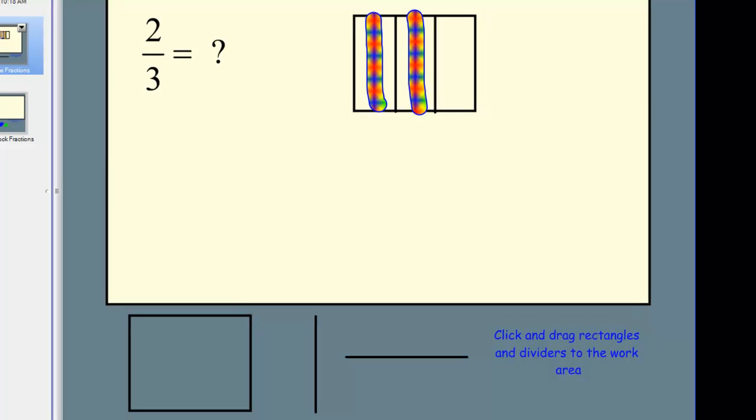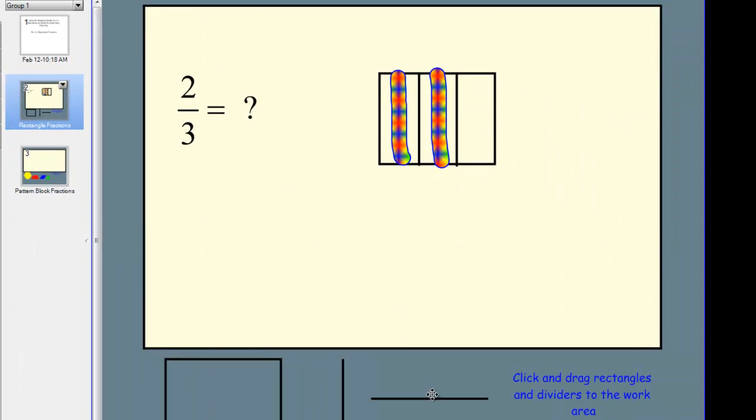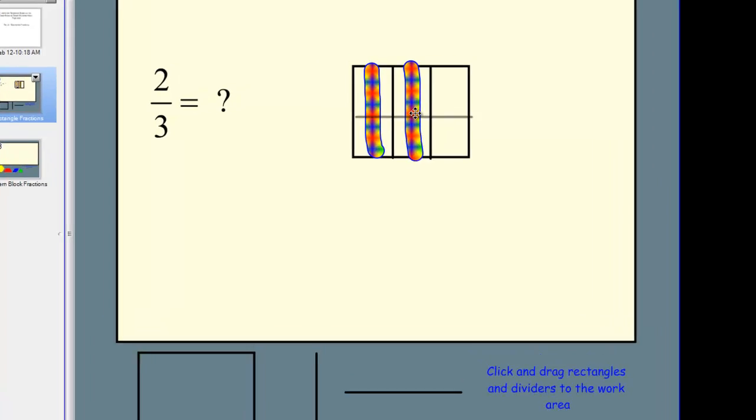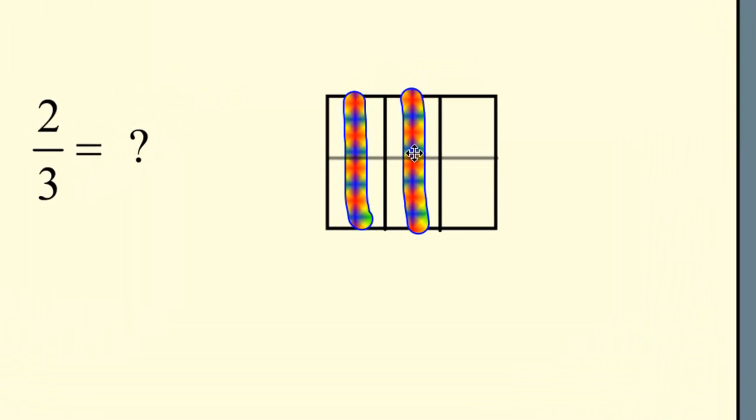Okay, now we're going to use the other divider. So I'll grab my arrow tool and I'll take my horizontal divider and I'll put it up here. And now you can see that we've now divided the whole into 6 equal parts. So how many are colored? 4. How many in all? 6. So we would say that 2/3 is equivalent to 4/6. And again, notice I haven't changed the amount colored any, so we still have the same amount colored. That's why we say that 2/3 is equivalent to 4/6.